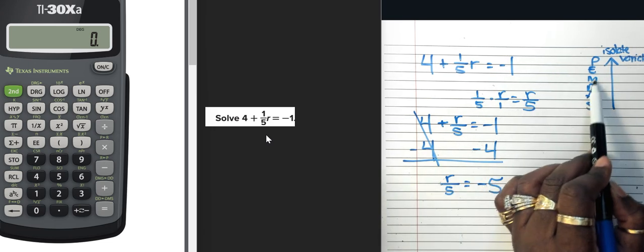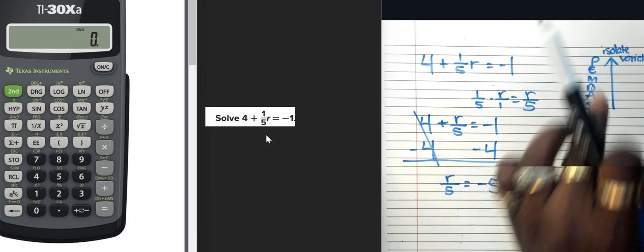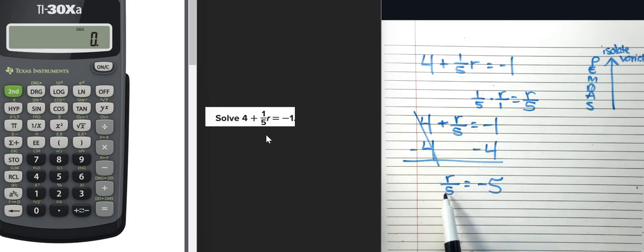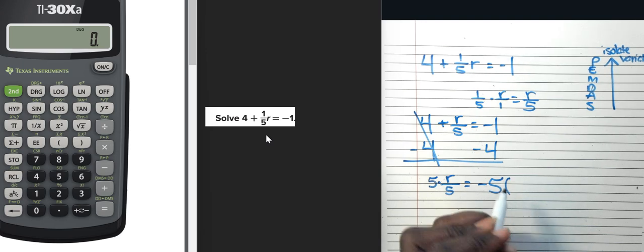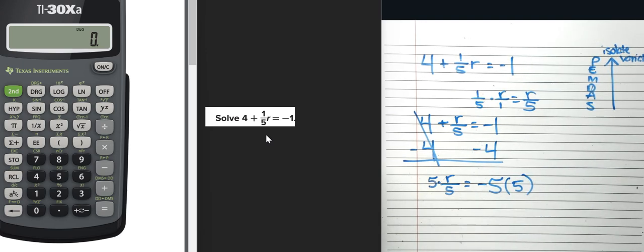So, again, we're working our way up. So, we're talking about division or multiplication. So, if we're dividing, then I need to multiply both sides by 5, right? So, this is the same thing as 5 times r over 5. And I'm going to multiply this side by 5 as well. By doing that, 5 divided by 5, that becomes 1. So, we're left with r is equal to -25.